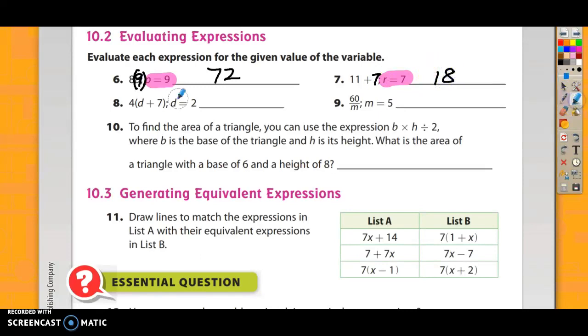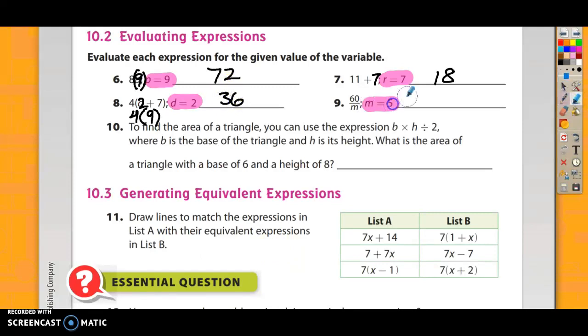Number 8, d is equal to 2. I need to take d out and replace it with 2. And I've got 2 things to do here. I've got to operate inside parentheses first. 2 plus 7 is 9. And then if I have 9 inside parentheses and 4 outside parentheses, what kind of math problem is that? That is multiplication. The answer is 36. 4 times 9 is 36.